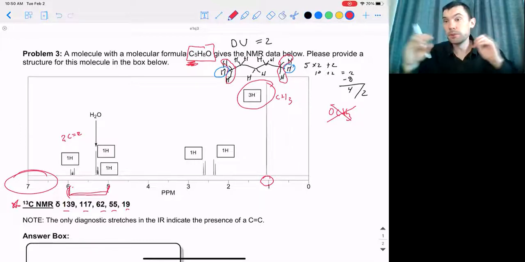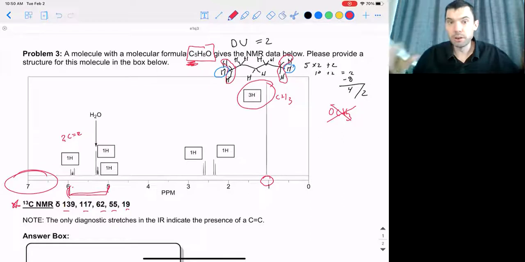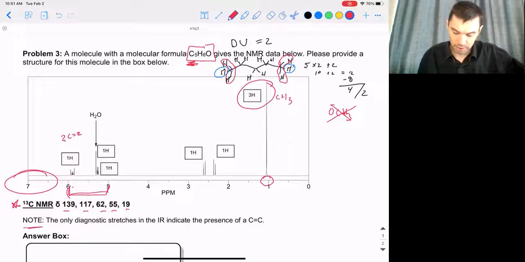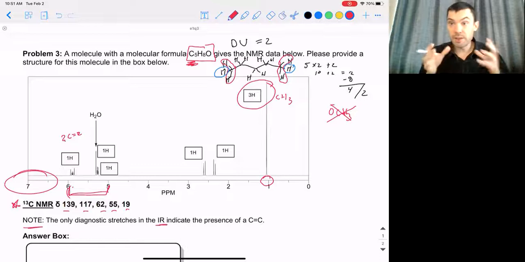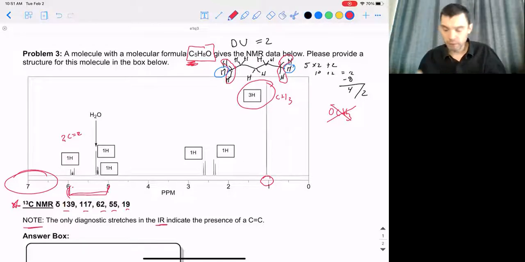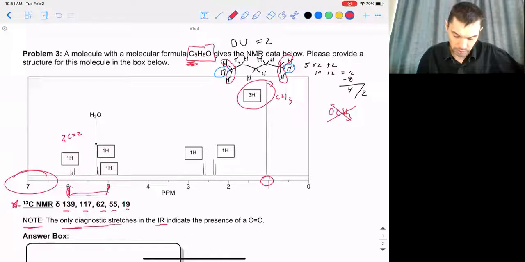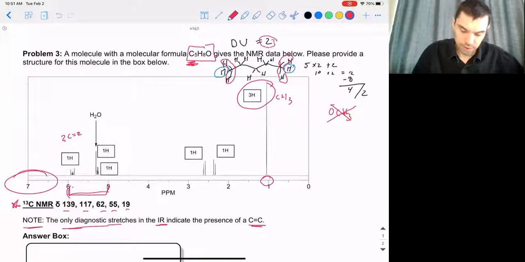We don't have to worry about a symmetric ether like diethyl ether. Each carbon has its own resonance, and so we don't have to do any detective work there. The next thing we can look at here is a note about the IR. Now, we're not seeing the IR here, and so that might throw some folks off, but it's telling us that really the only diagnostic stretch is a C=C double bond, and that's an important clue because that matches at least one of our degrees of unsaturation.